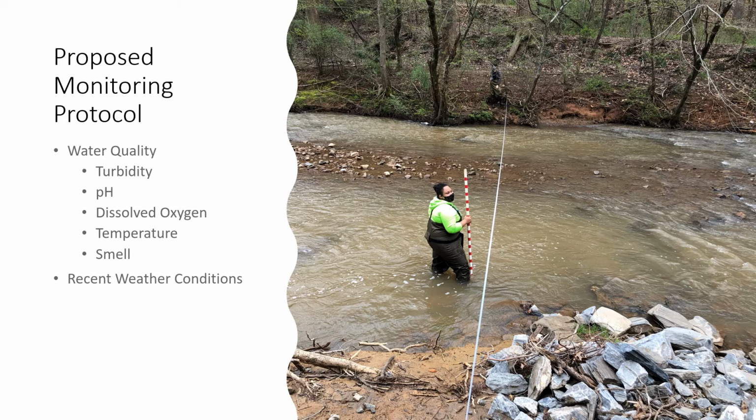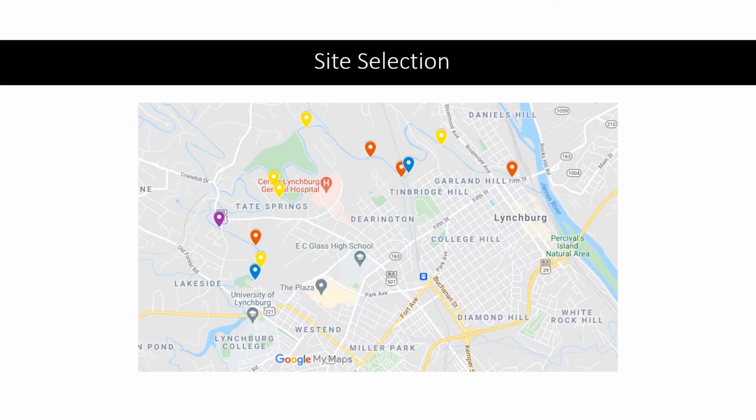And a lot of the variables I have mentioned vary a lot based on the recent weather conditions, so I will also take note of how recently it has rained. I have selected 12 sites for taking measurements, which range from about a quarter mile downstream of where College Lake Dam is to almost where Blackwater Creek meets the James River.